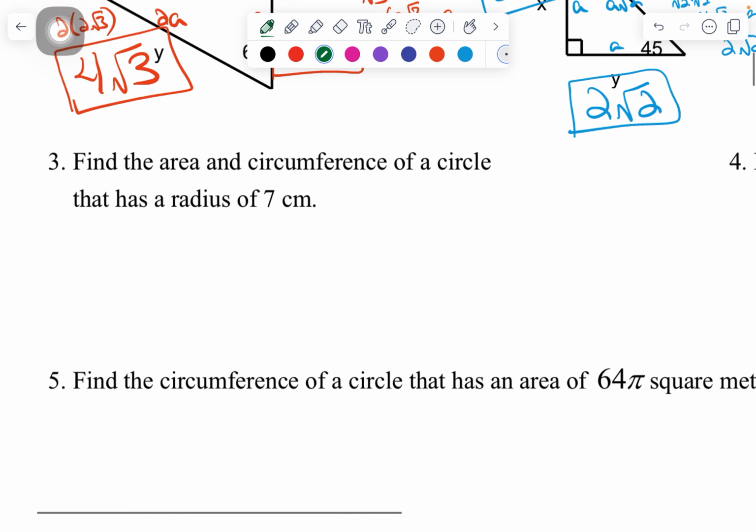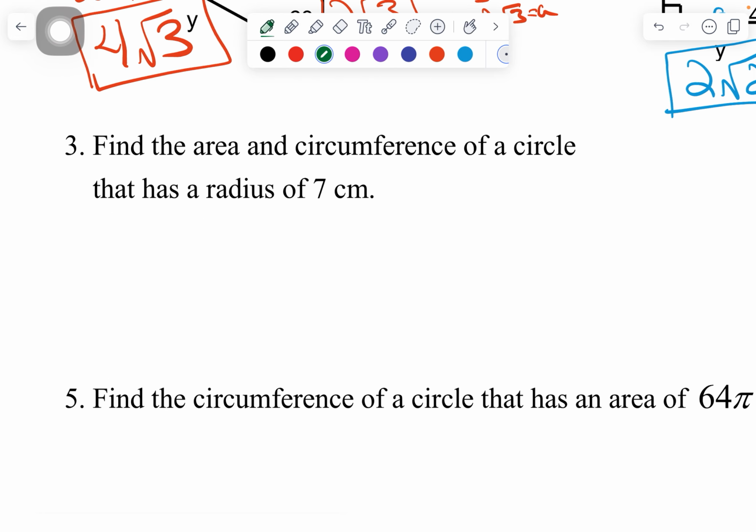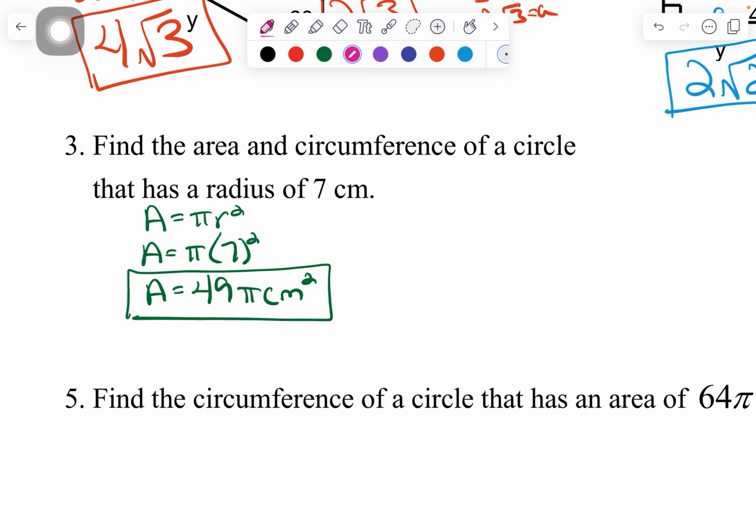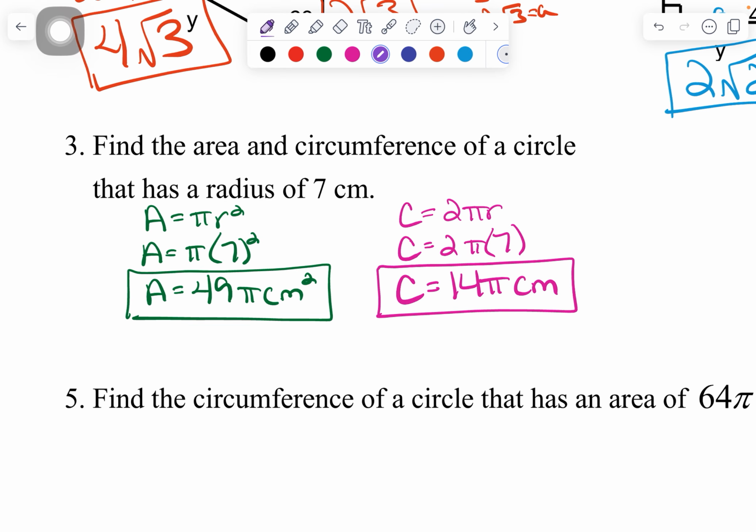What's next? Question number 3, find the area and circumference of a circle that has a radius of 7 centimeters. All right, so area is equal to pi r squared. So we're going to do area is equal to pi times 7 squared. We have a radius of 7. So that's going to be 49 pi. Area, it would be centimeters squared. So that's half your answer. The other half, we want a circumference. Circumference is equal to 2 pi r. So circumference is equal to 2 times pi times 7. So 2 times 7 is 14 pi, and circumference would just be centimeters. So that one's all done.